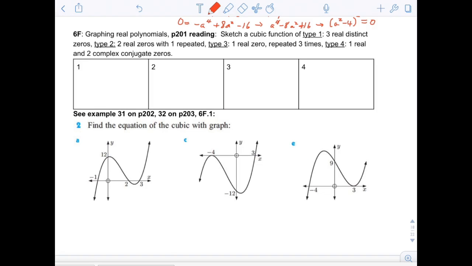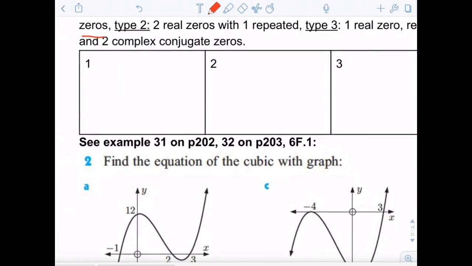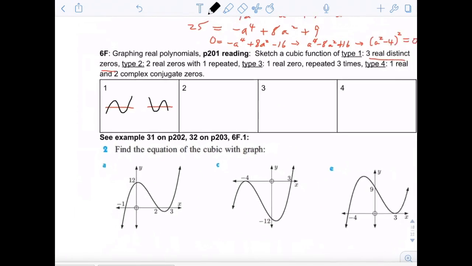So on 6F, we're going to look at different kinds of cubic functions with different kinds of roots. So the first cubic function, type 1, has 3 real distinct zeros. That means its 3 roots are different real numbers. So I'm going to draw 2 examples here. There's the x-axis. One of the possibilities is a cubic that crosses the x-axis 3 distinct times, and each one of those crossing points is a distinct zero or root, and it could go that way or it could go that way. So that's type 1.